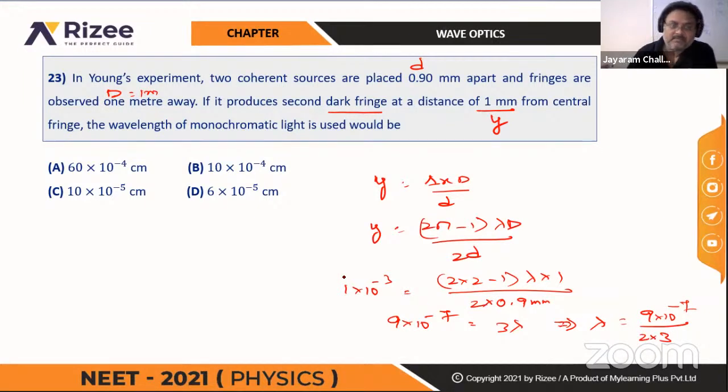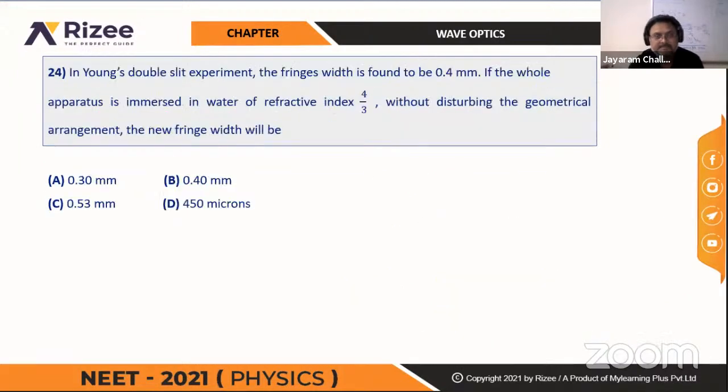Okay, so now we need to go for the basic thing. The basic answer is lambda by 2d, right? Since it's a dark fringe, lambda by 2d we need to substitute over there. So from that one we can get lambda equal to this much. So your better answer is going to be nearby to the situation. This will be 0.6 into 10 to the power of minus 5 centimeters.